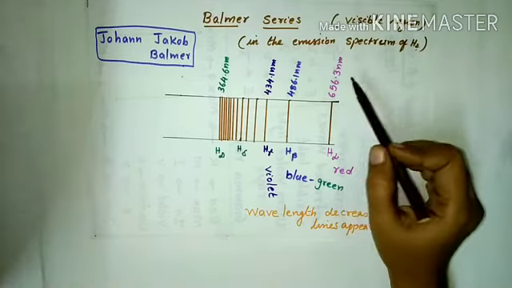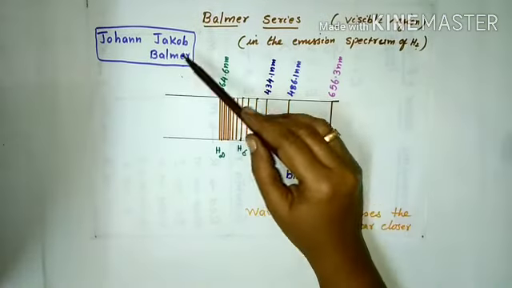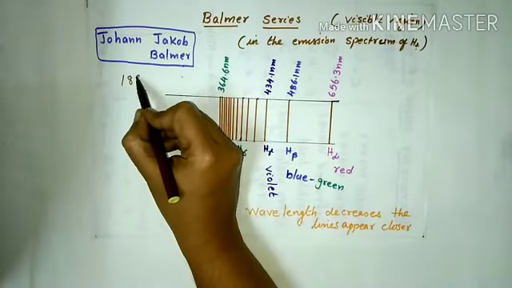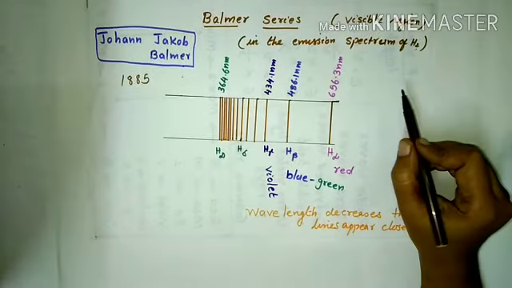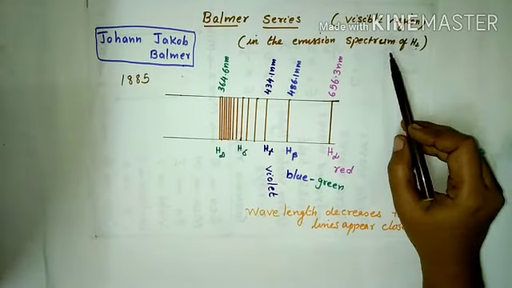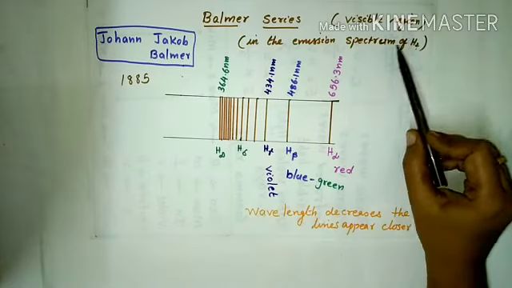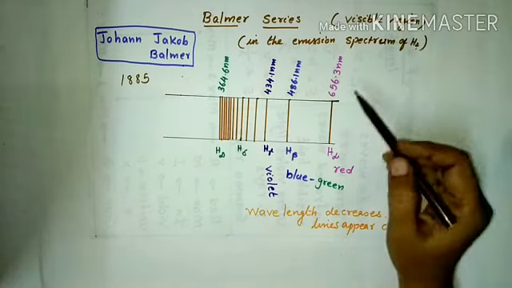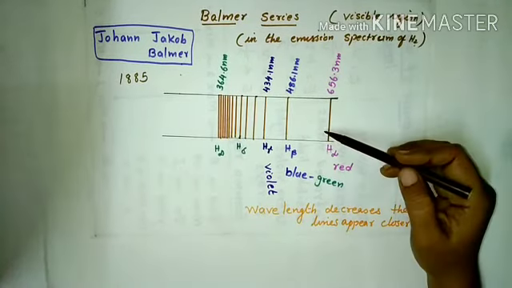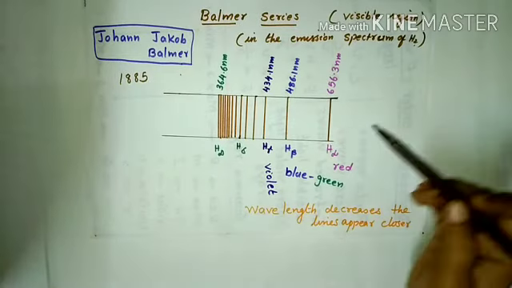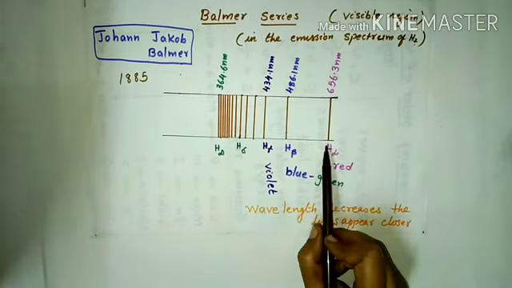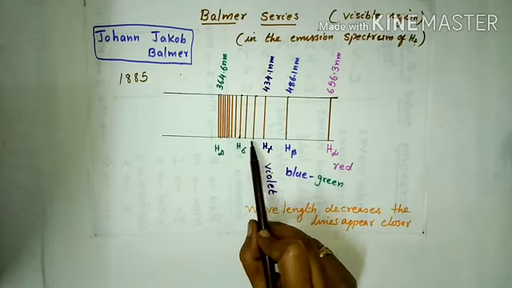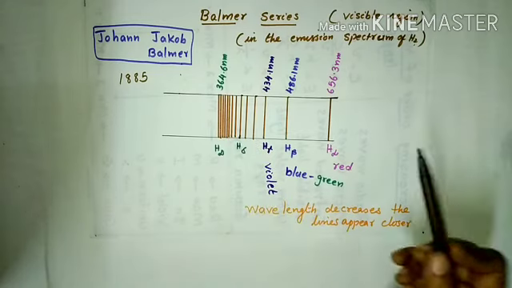The first spectral series was observed by Johann Jakob Balmer in 1885, a Swiss school teacher. This Balmer series is in the visible region of the hydrogen spectrum, and this is the schematic representation of the Balmer series. When you observe here, the spacing between the spectral lines decreases at regular intervals.